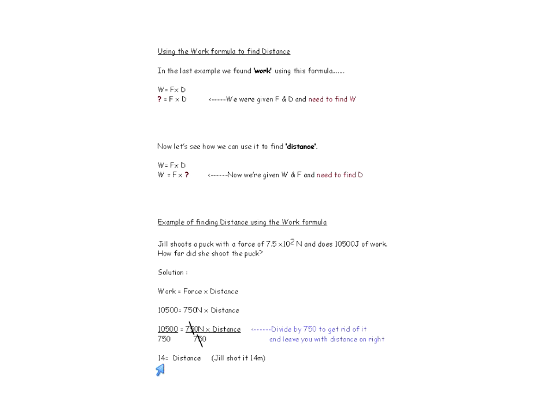So does that make sense, guys, how we solve for distance using the work formula and using solving equations? Okay, well let's give you a chance to practice what we just did on the next question.